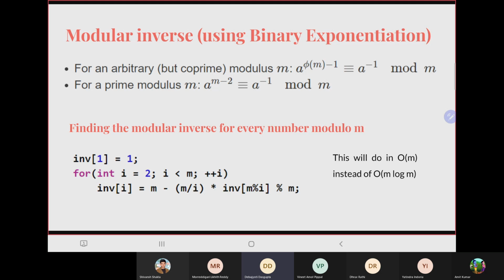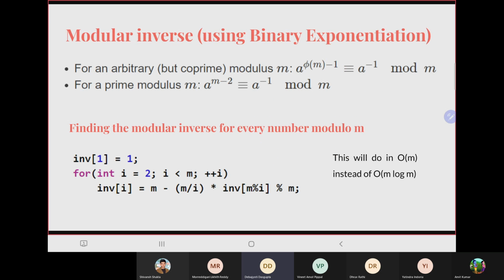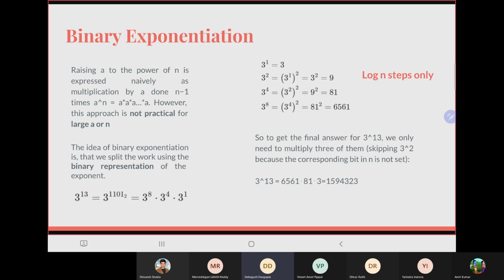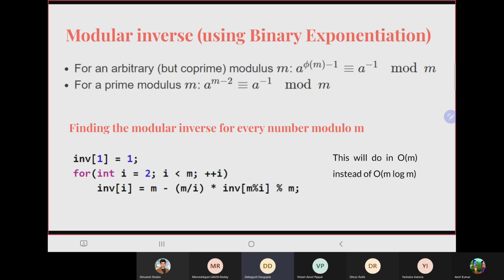This is the most widely used method. Also, if there is an arbitrary modulus, instead of using the GCD part that we did now, we can use Euler's function. Euler's function was defined when a and m were co-prime numbers, so it doesn't depend on whether m is prime or not. We just need that a and m are co-prime, which was also the precondition for the modular inverse using extended GCD. So instead of using that, we can use Euler's function: a power phi of m minus 1 is congruent to a power minus 1.